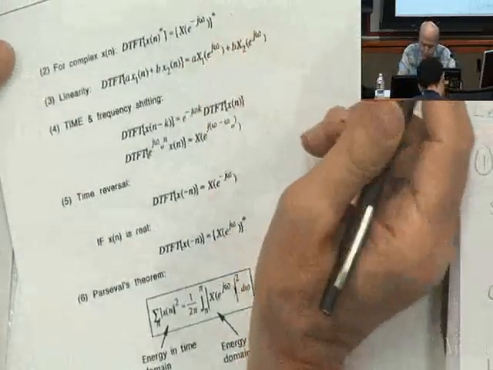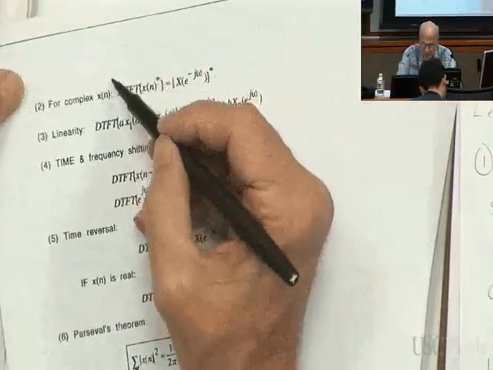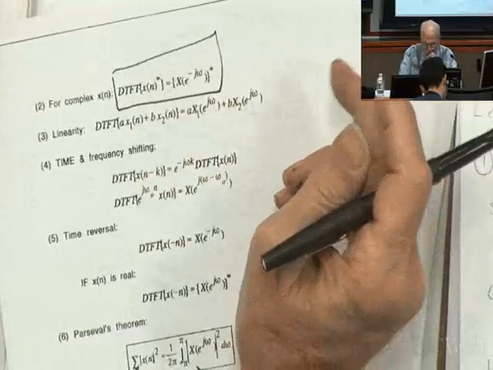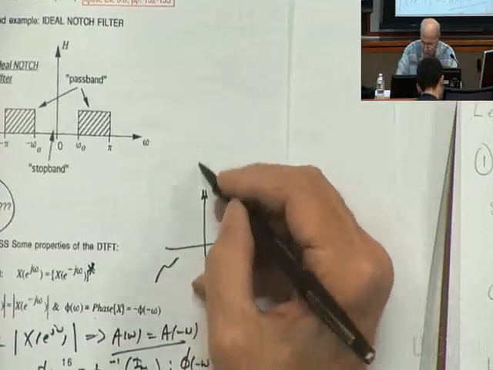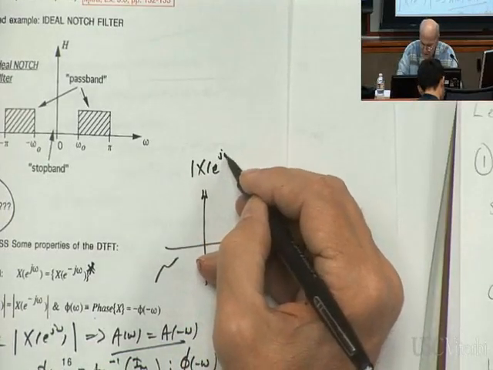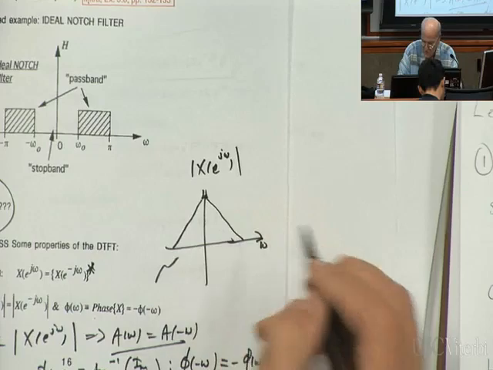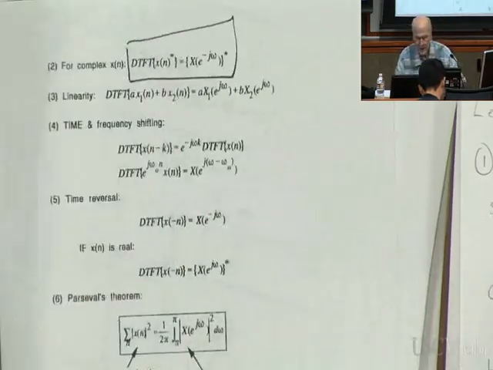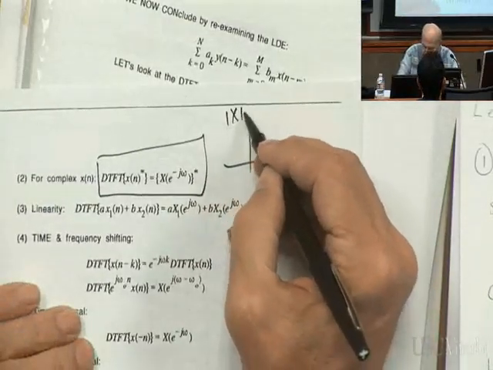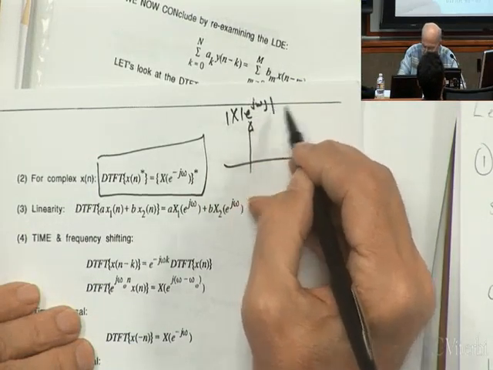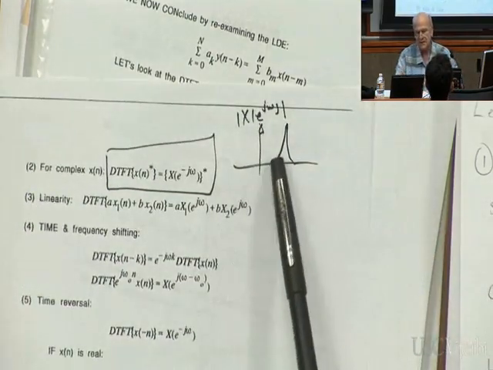So that's one property. If x of n is complex, you can't really say too much. This is the only type of symmetry you have. But for instance, if x of n is real, then if we were to plot the magnitude of X of e to the j omega, it would be perfectly symmetric. If x of n is complex, you no longer have that complex conjugate symmetry. If you were to plot this, who knows, you might have something like that. But it's not an even function.